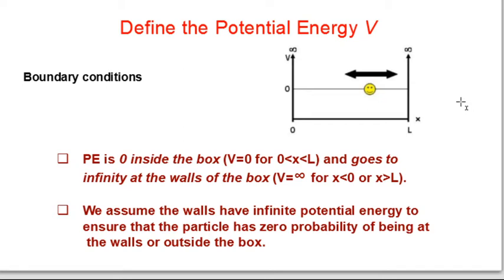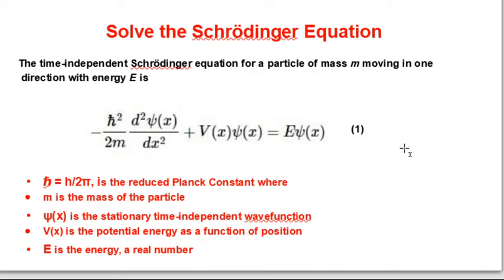When x is equal to 0 or x is equal to L or x is less than 0 and x is greater than L. That is at the wall and beyond the wall. Potential is infinity on both sides. Schrodinger equation for such a situation we can put it as minus h cross square by 2m d square psi of x by dx square plus V of x into psi of x is equal to E psi of x. Psi is a function of x. Similarly, potential energy is also a function of x.